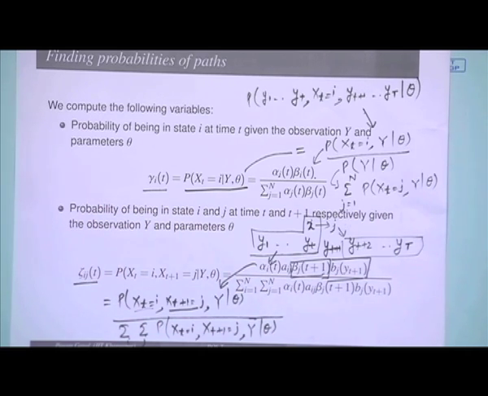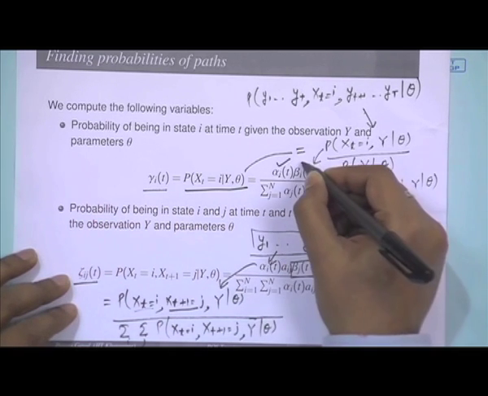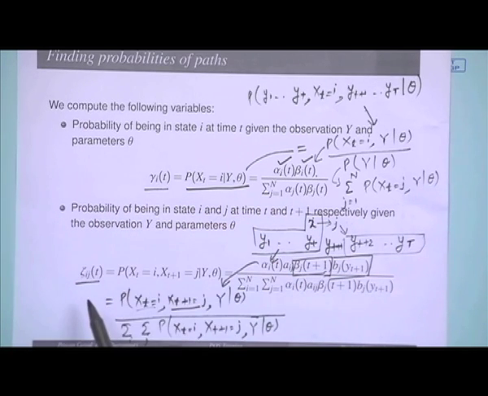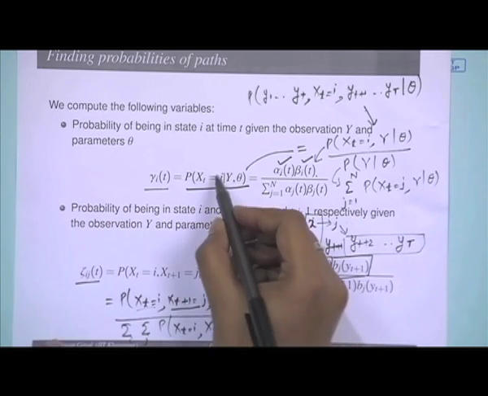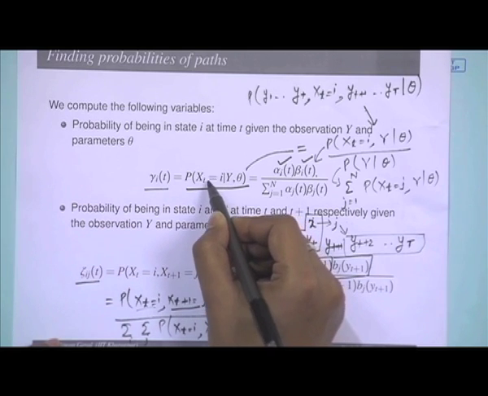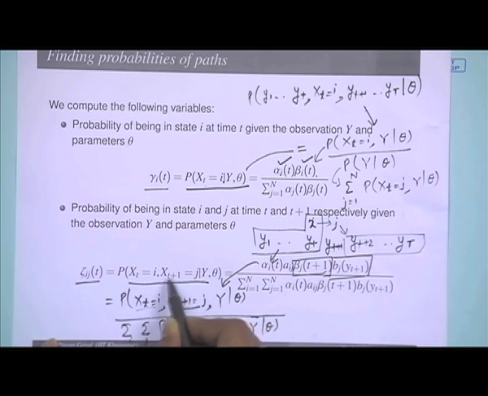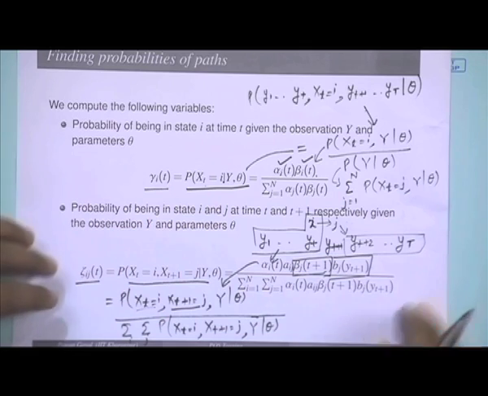Okay. So I hope this is clear that once I have computed all the possible alpha and beta, and the previous parameters are there, we can compute these gamma i(t) and zeta ij(t), that are the probability of a state at a given time, and of a sequence i and j at time t and t plus 1. Okay. This we can compute using alpha and beta.